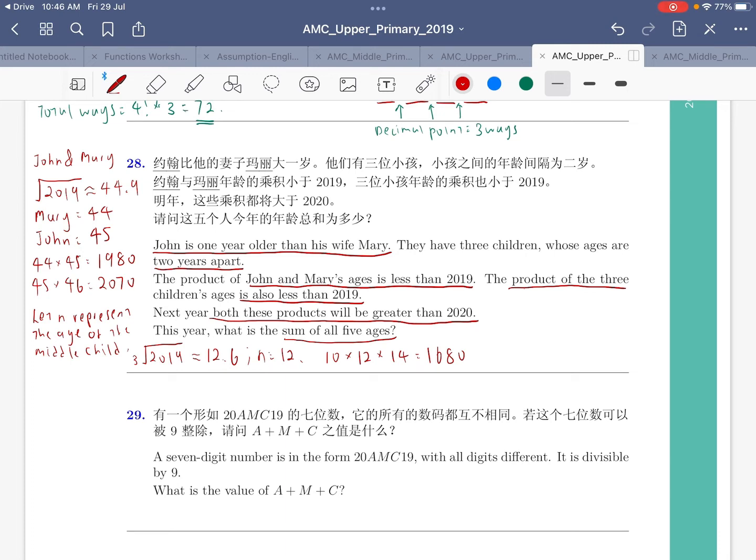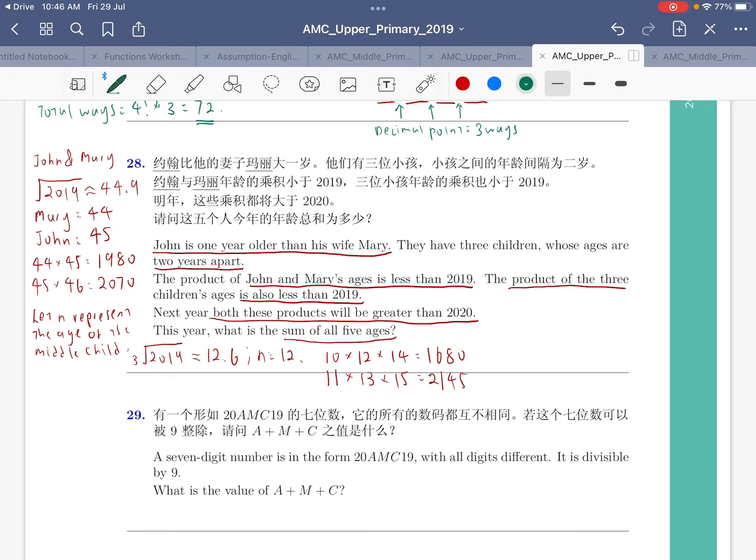Now let's move on to the next condition. 1 year later, their ages are going to increase by 1. It's going to be 11 times 13 times 15, which is going to be 2145, which is larger than 2020. And therefore, we can conclude that these are the actual ages of the parents as well as the children.